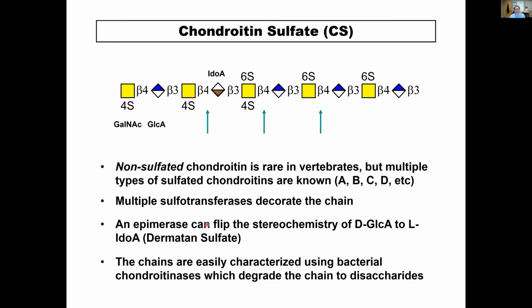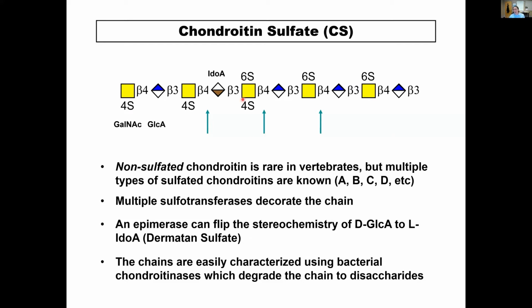And again, I wanted to highlight that there are multiple sulfotransferase enzymes that add these different sulfate groups to these different positions along the chain. The main disaccharide subunit is a GalNAc with a glucuronic acid residue. And again, if it has the iduronic acid, it's typically labeled a dermatan sulfate chain.